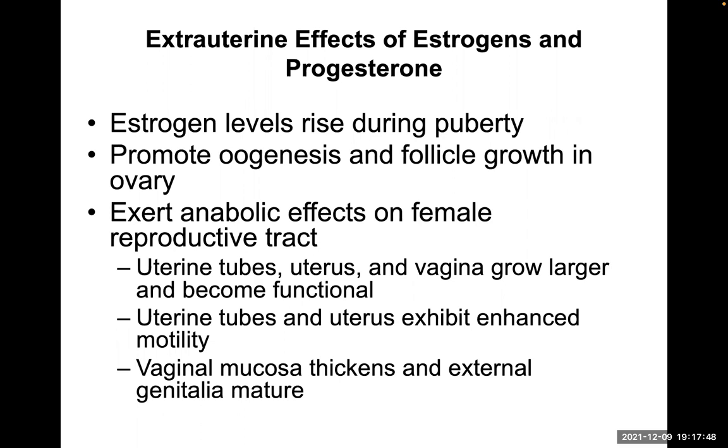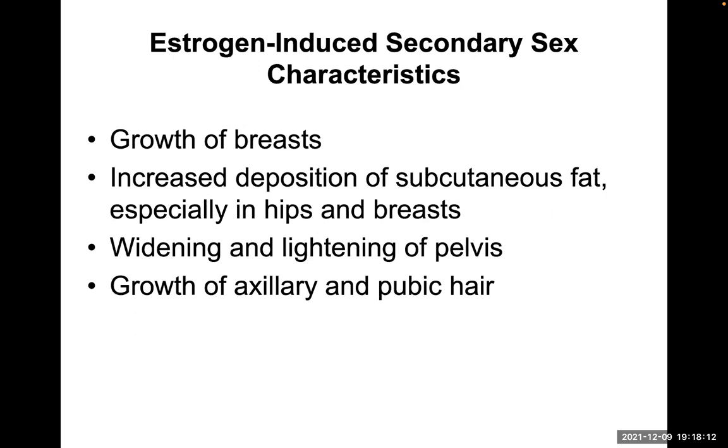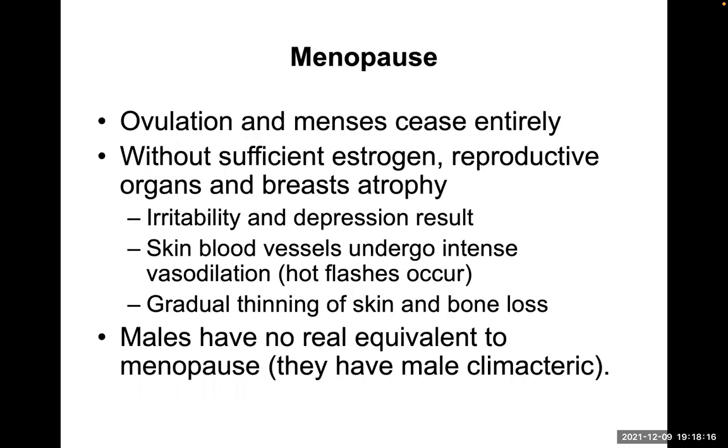You get thickening of the mucosa that you find both in the vagina and the cervix. The estrogen is primarily responsible for preparing the female's body to be able to both ovulate and then, if pregnancy occurs, to sustain a pregnancy. So that's what these slides go over.